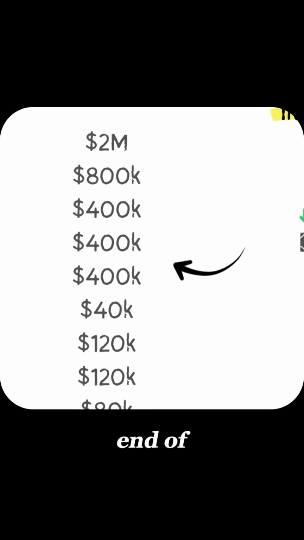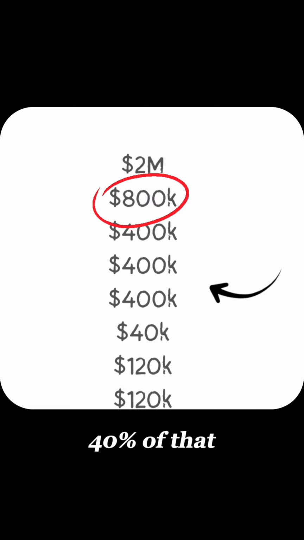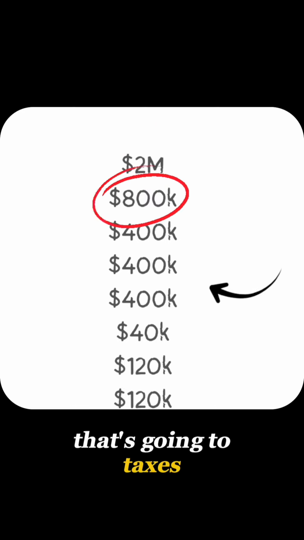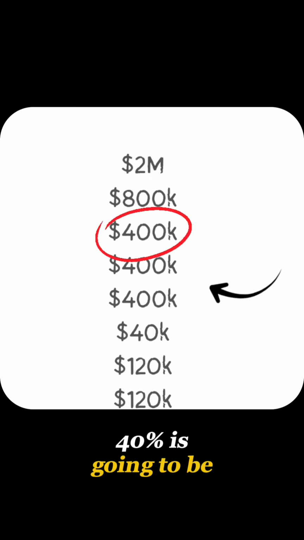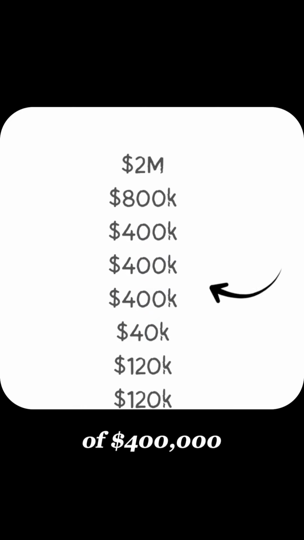Here, let's say that at the end of the year, you get $2 million coming into your company. You have to pay 40% of that to Uncle Sam, so that's going to taxes. Then 20%, let's say, is your cost of marketing. Then you have another 20% as an operational cost. And then at the end, you have a real income of $400,000.